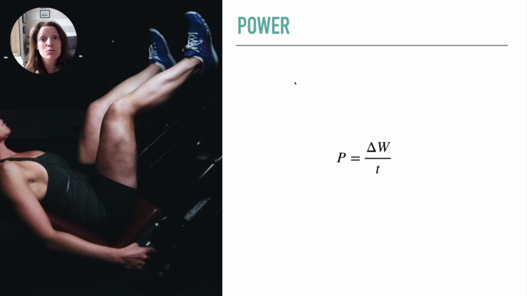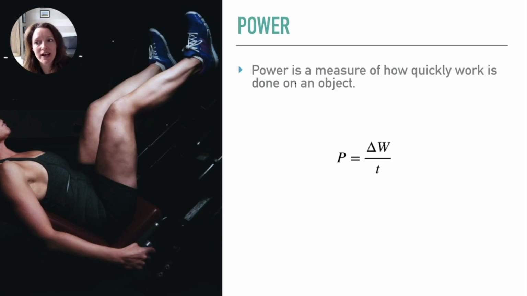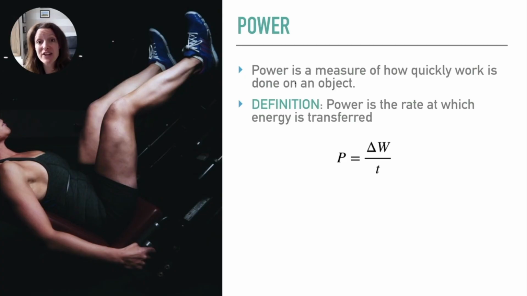The first person is more powerful because power is a measure of how quickly work is done on an object. So by flying up the stairs with this box, you're doing work on the object to increase its gravitational potential energy. And if you do it quickly, you're more powerful. If you do it slowly, you're less powerful. The definition of power is the rate at which energy is transferred. So how quickly are you doing work on that object and transferring the energy?